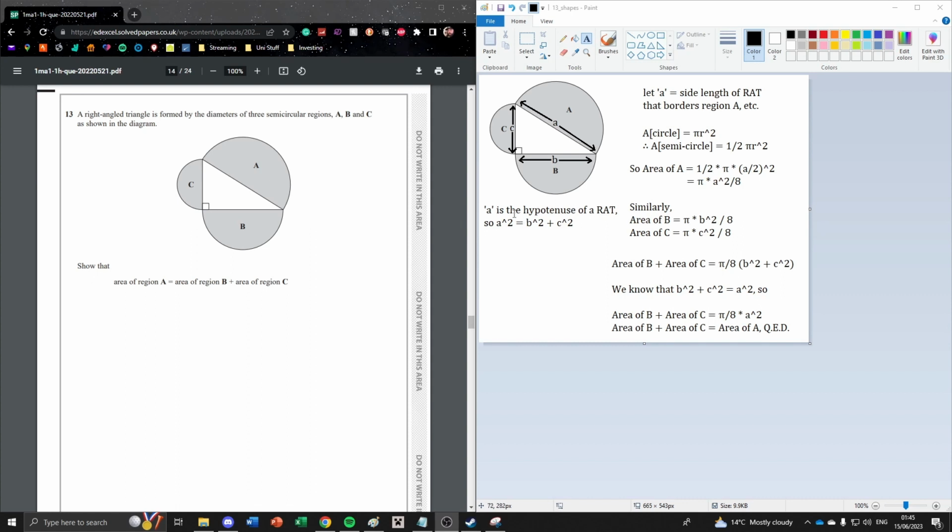Over here we've justified obviously that a is the hypotenuse of this right-angled triangle, and so from Pythagoras theorem, a squared is equal to b squared plus c squared. So here in our equation where we have b squared plus c squared, we can substitute in a squared. And so we have the area of B plus the area of C equals pi divided by 8 times a squared. And we know from up here that this expression, pi times a squared divided by 8, is equal to the area of A. And so we can say that the area of B plus the area of C equals the area of A. And this QED at the end basically just means so we have proven what we set out to prove.